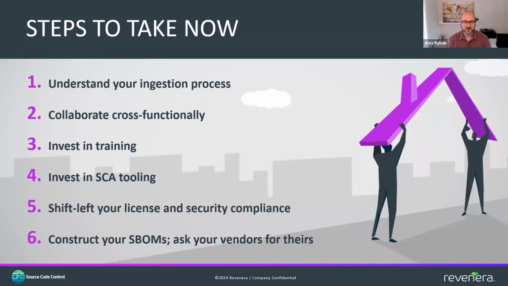Okay, so I wanted to close with these six steps. So how do you get started, right? First is understand your ingestion process, meaning, do you have rules and regulations in place today, right? Do you have a policy in place? Do you allow developers to source components from anywhere? Do you restrict locations? Do you restrict repositories? Is there a process for them to get a yes or no, thumbs up or thumbs down, on whether they can use a component?